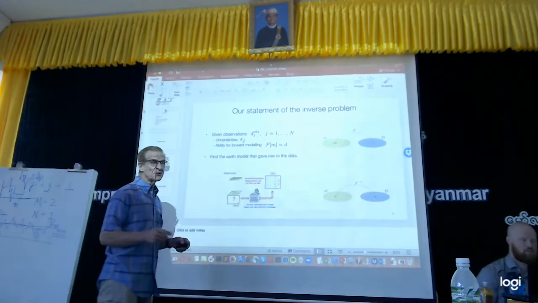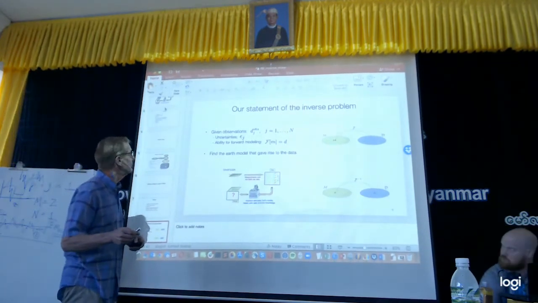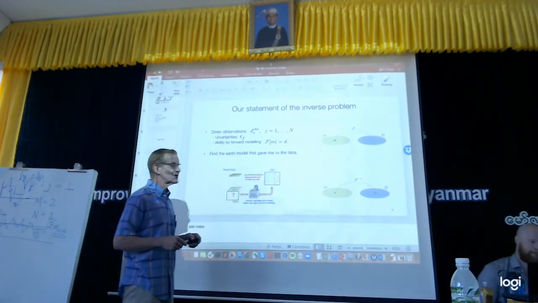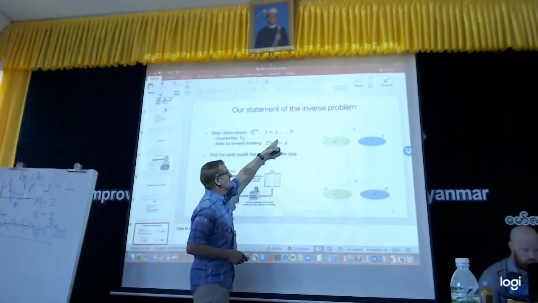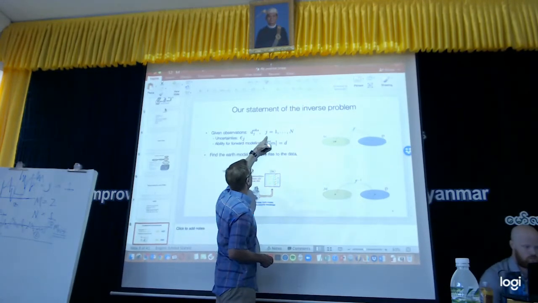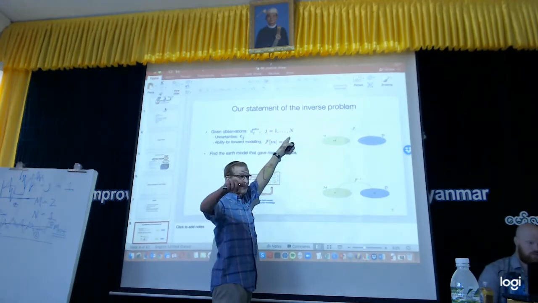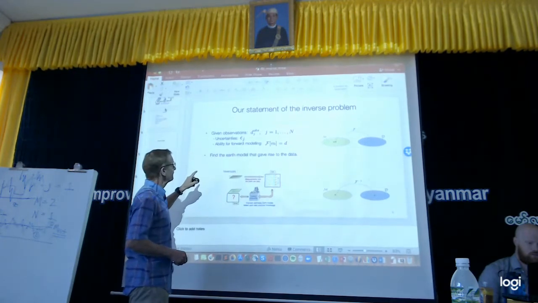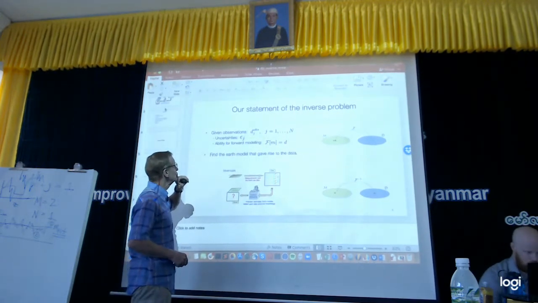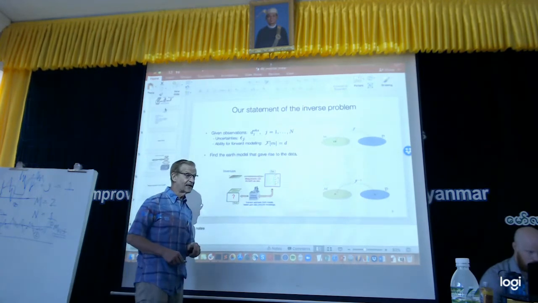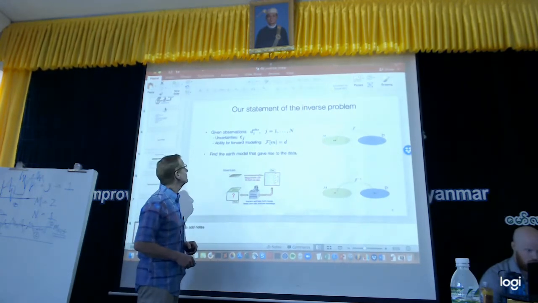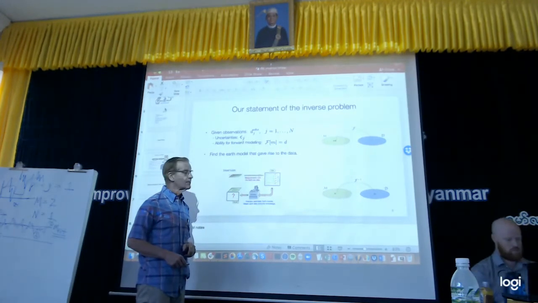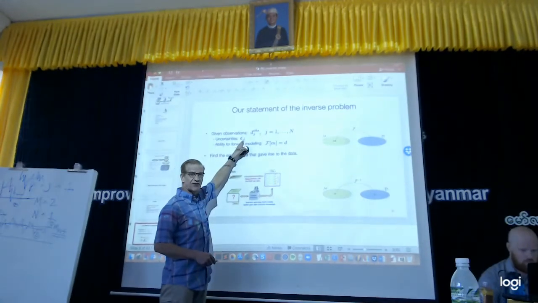So here's our statement of the inverse problem. We're given observations d, and maybe there's n of them. So this is like d1, d2. We have a string of n observations. So d is the values of observations, the collected data. And we're given some estimate of their uncertainties.